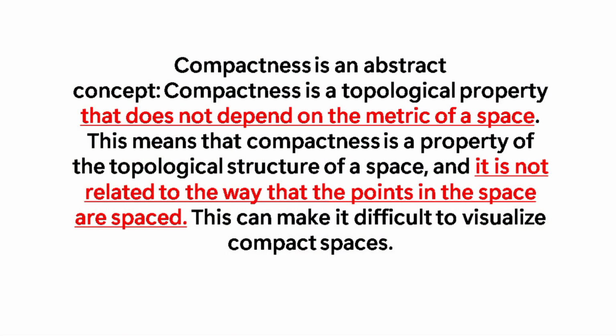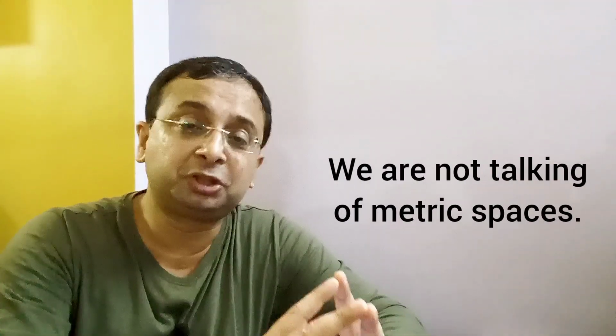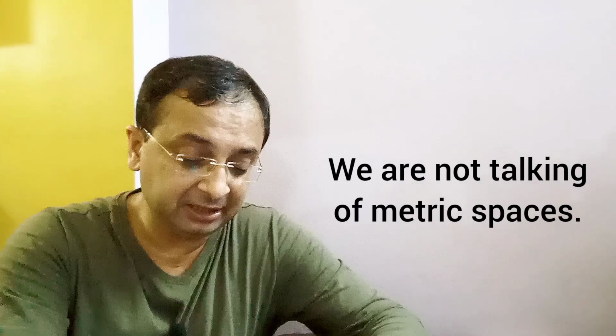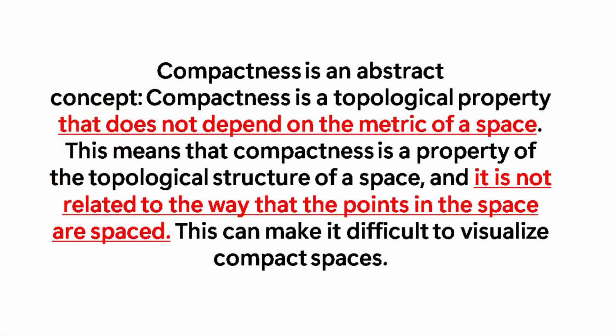Right on your screen you see compactness is an abstract concept because compactness is a topological property that does not depend on the metric of the space. This is what I was just talking about: remember, we are not in a world where we are defining metric spaces. Metric spaces do not exist. Again, you read that compactness is a property of the topological structure. It is not related to the way that the points in the space are spaced. This can make visualization difficult, etc.